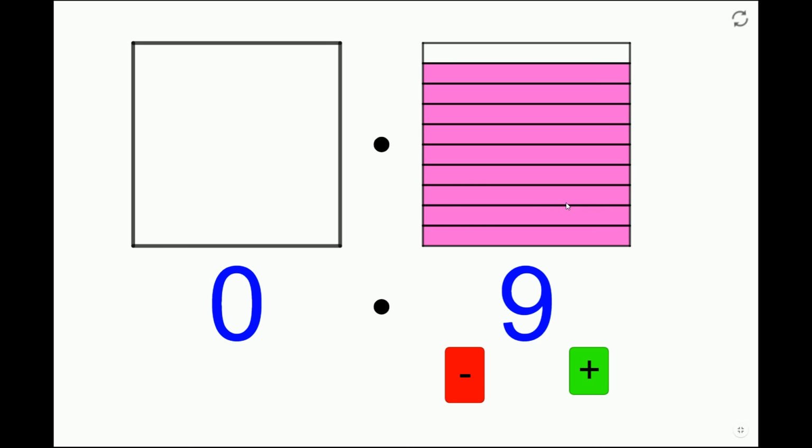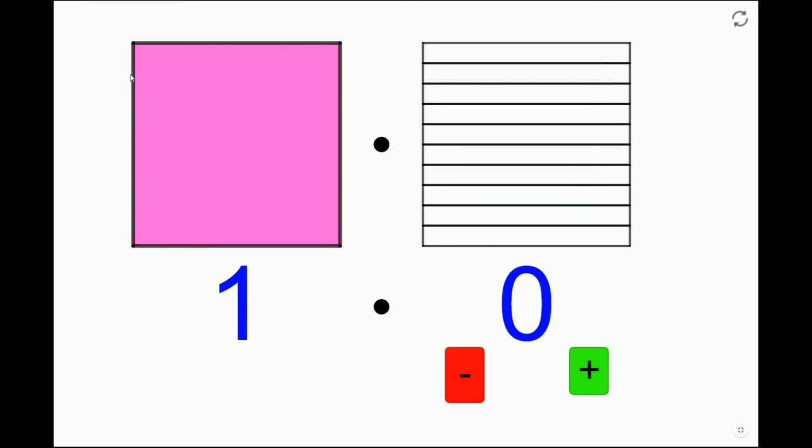Now, if I color 10 pieces out of 10, it means we are coloring a whole square. So here we obtain a whole square. So the decimal number here in this case is 1.0. We will be forming a whole square, and 0 pieces out of 10 are colored. So we obtain the decimal number 1.0, or we can also write 1 only.